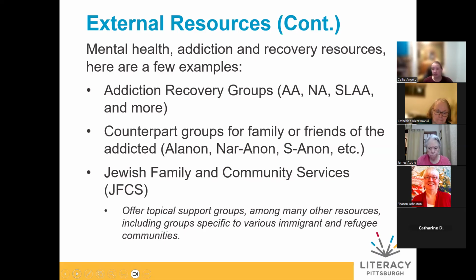Jewish Family and Community Services, or JFCS, is another really great resource in the Pittsburgh region. They are all over the place. They have hands in resettlement, but they also have hands in mental health. JFCS offers group therapy or support groups that are specific to an identity in the same way that addiction recovery groups are. But they also offer ones that are specific to various immigrant and refugee communities as well. So they can have some really niche topics there.